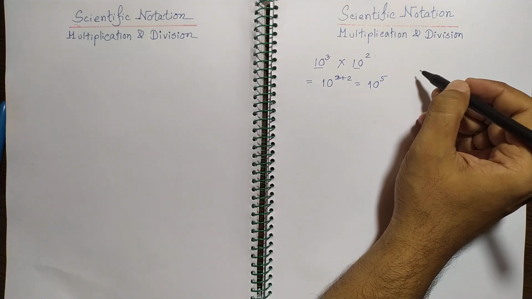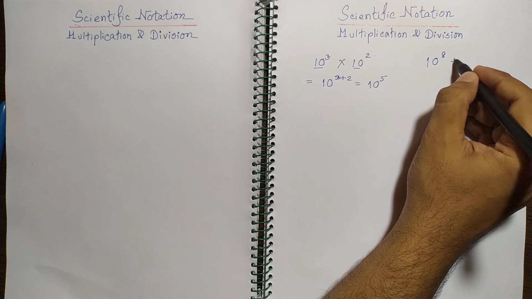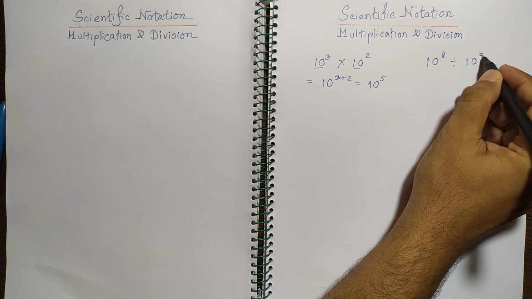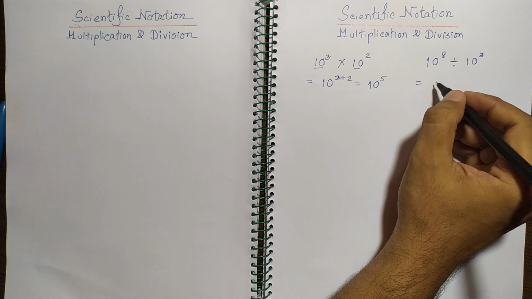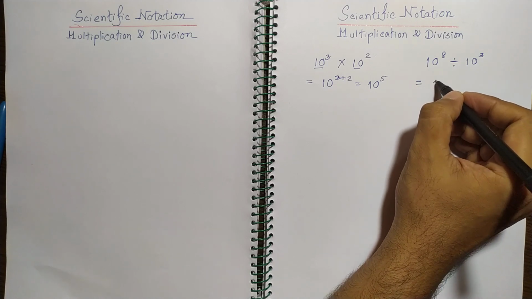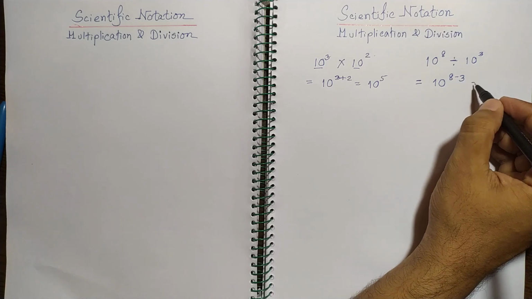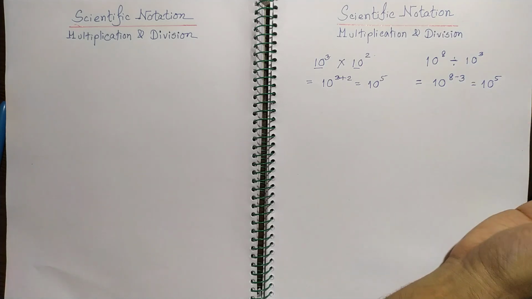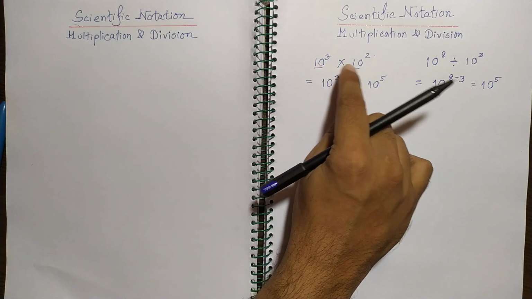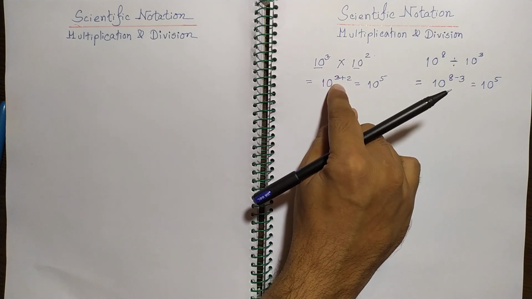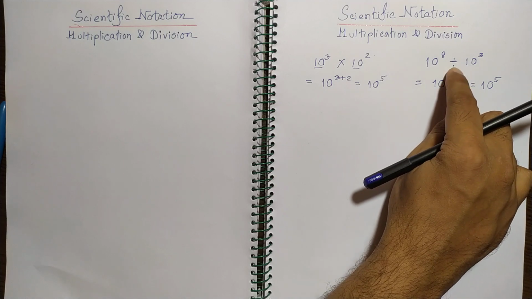And in case of division, suppose this is 10 to the power 8 divided by 10 to the power 3. When this is division, we subtract the exponents. So it would be 10 to the power 8 minus 3, so it would be 10 to the power 5. So simply remember one thing: in case of powers, we add the exponents when multiplying, and we subtract the exponents when we do divisions.